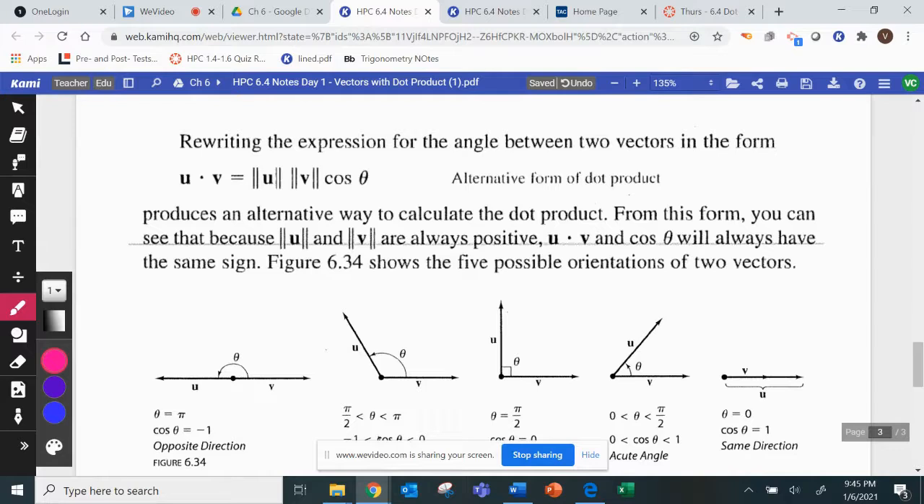We can rewrite the expression for the angle between the two vectors in a different form, and this is an alternate form of the dot product. So this is a different way of finding the dot product if we know the magnitude of u multiplied by the magnitude of v multiplied by cosine of the angle between the two vectors.